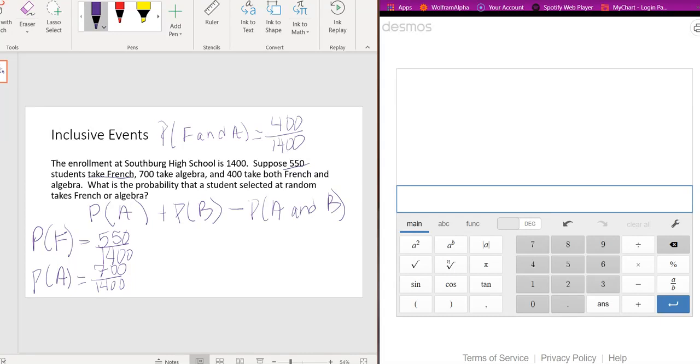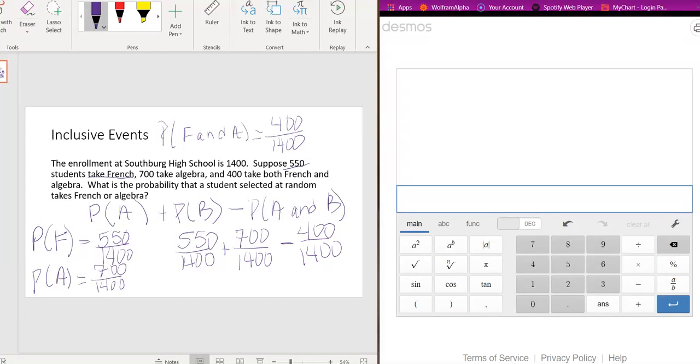So now we can find our probability. So the probability of event A occurring, which will be the probability of the number of students that's taking French, so we'll have 550 over 1,400 added to the probability of the number of students that will take algebra, just 700 over 1,400. And then we'll subtract the probability of students taking both French and algebra, which is 400 over the 1,400.